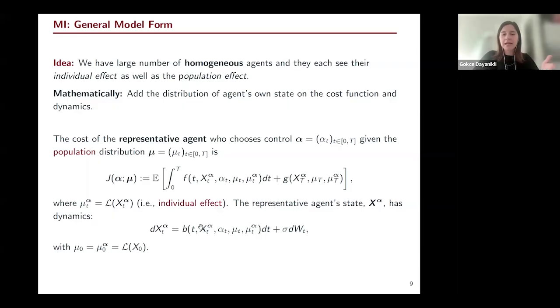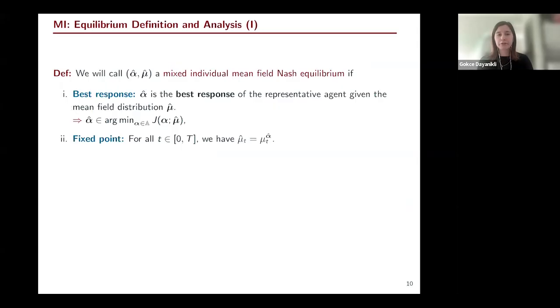Then the representative agent's state is going to be affected by a drift that includes both of these distributions. So then we have the definition of the mixed individual mean field Nash equilibrium, a little bit similar to the mean field game, and I'm going to clarify the main difference. Since it is similar to finding a Nash equilibrium, we need to find the best response, and this best response is found by fixing the population distribution. But at the end, we need to assume that everyone is behaving similarly because we assume that everyone is identical. So we need a fixed point to find the Nash equilibrium. The distribution that we fixed at the beginning should be the distribution of the state that is induced by this best response.